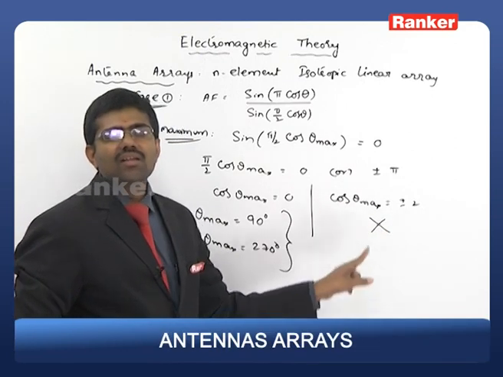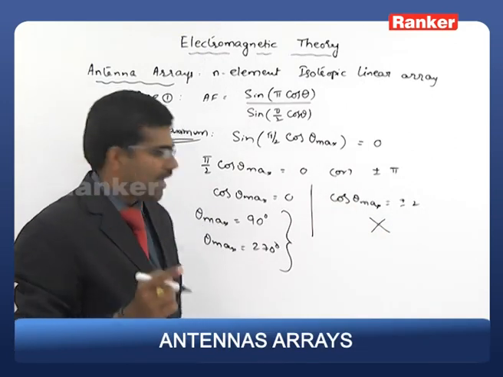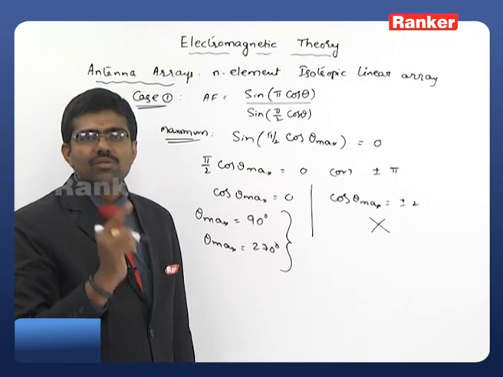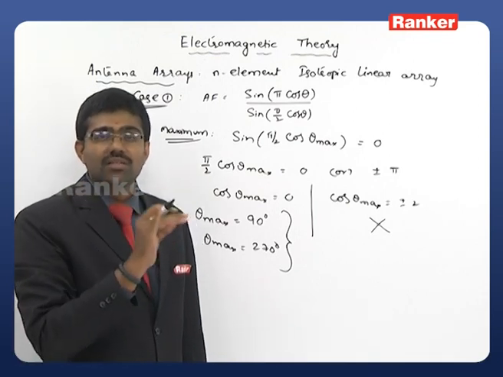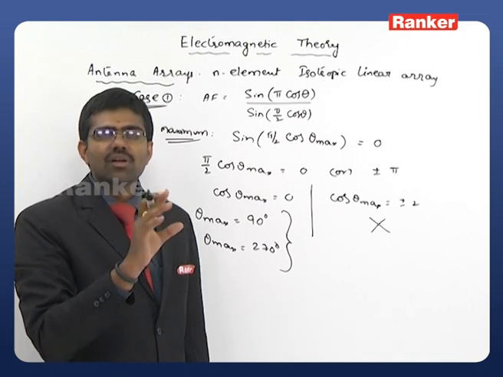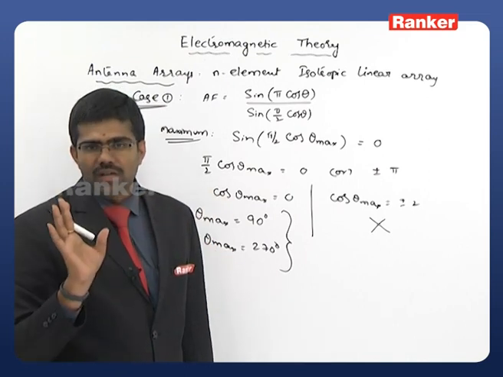So in the 90 degrees direction, the maximum radiation will be there. In the 270 degrees direction also, the maximum radiation will be there. Just keep them in mind, because we are supposed to calculate the minimum directions also. After that, we will try to draw the radiation pattern, right?